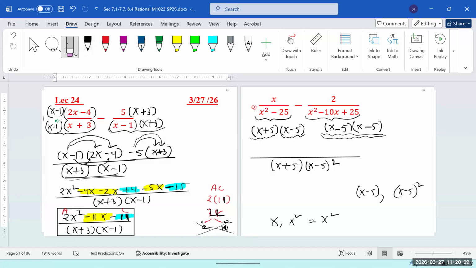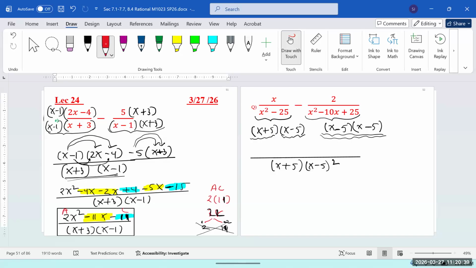Yusuf, what? Least common denominator. It's a big number that is divisible by all the denominators. So we want 1 x plus 5, but 2 x minus 5. How many of them do we have on the first denominator? x minus 5, one of them. So what is missing? The second one is missing.